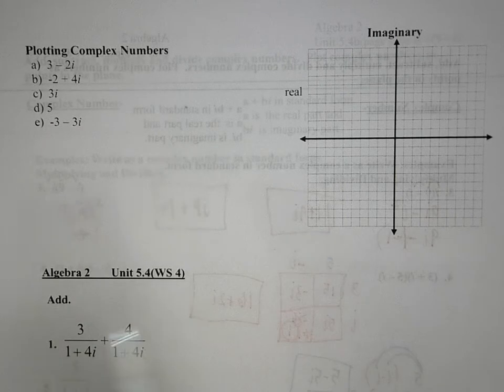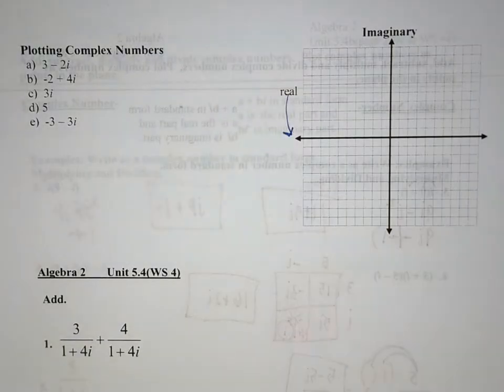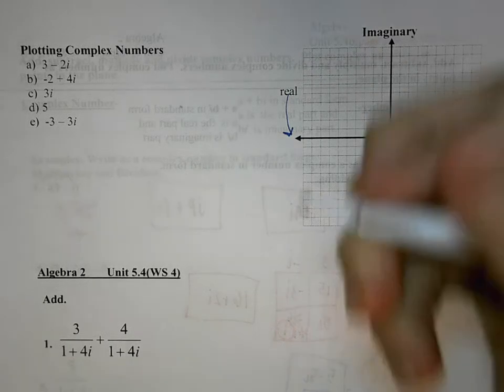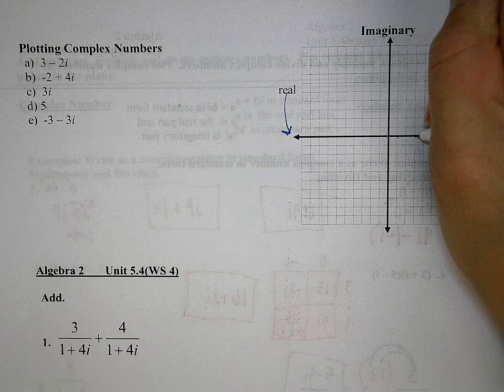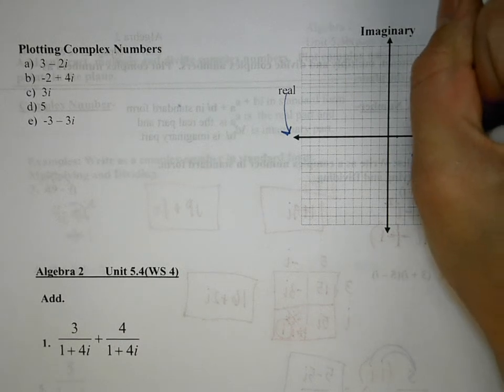All right, for this next part, we actually already talked about plotting complex numbers. If you notice on the graph, this should have actually been down a little bit, but your real part is your x-axis and your imaginary is your y-axis. So you're going to plot all of these on your graph and label them with A, B, C, D, and E. So for A, where will I go? 3 to the right. 1, 2, 3 right, and 2 down. And make a point, and I'm going to label that as A.